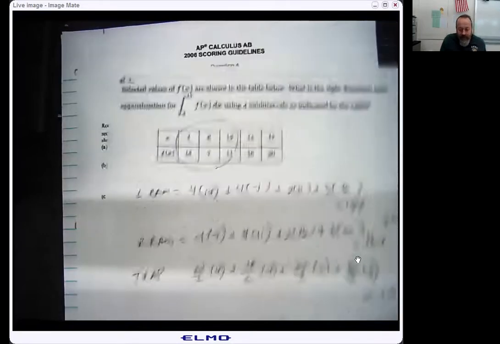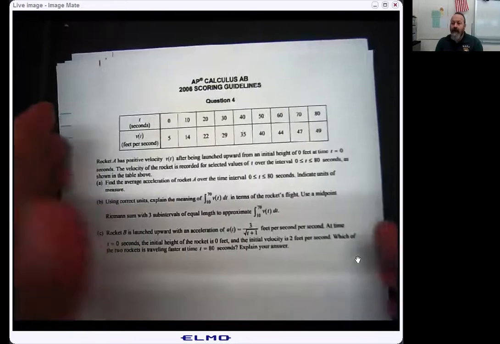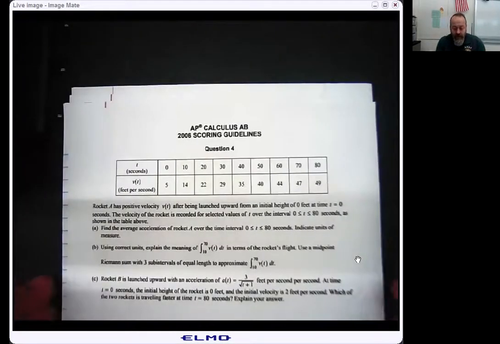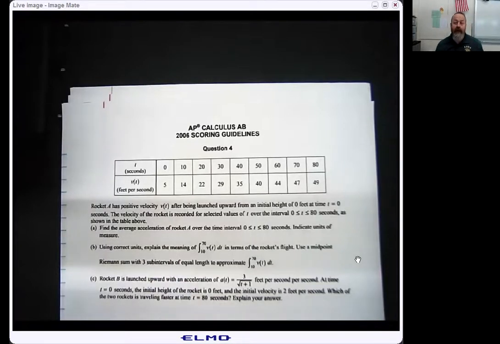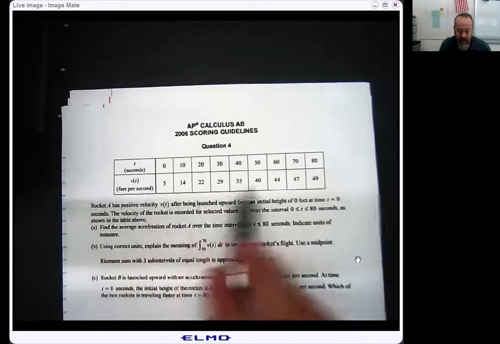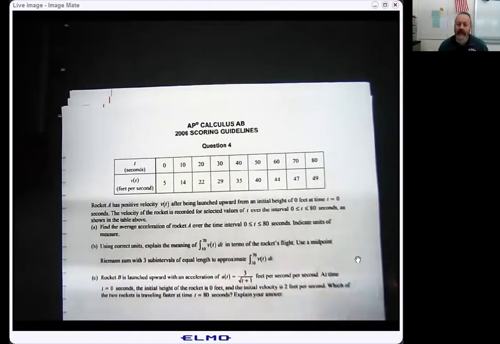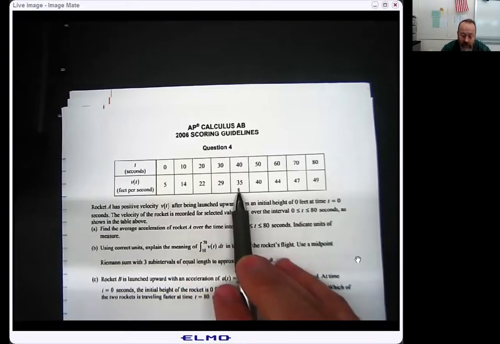Now, the last question that I wanted to go over was one of the very first full-blown AP questions that I wanted to do with you. So we have a rocket here that has a positive velocity. Keep in mind it's going up, and keep in mind velocity is a vector. It could be up, it could be down, positive or negative, right? So the velocity of the rocket is shown here. As it's going up, of course, the velocity is increasing. It's trying to move up. But you're also noticing that the velocity went up by 9, and then it went up by 8, then 7, then 6, etc.